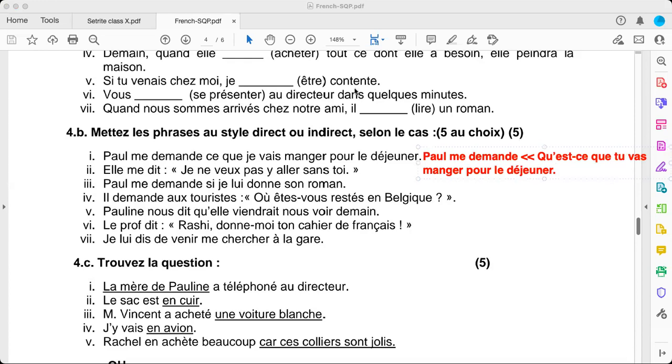Second one. Elle me dit, je ne veux pas y aller sans toi. So, elle me dit, this is declarative, so we will add que to connect the clauses. Elle me dit que, je is first person, it will become the subject, which is elle. V-E-U-T. Y aller sans. Sans is a preposition. After a preposition, a stressed pronoun comes. So, toi will change to moi.